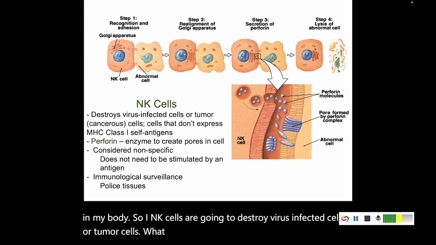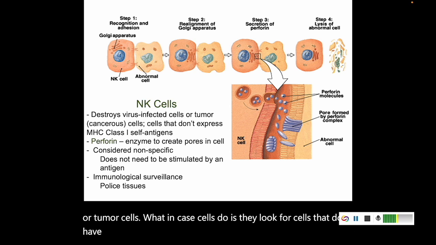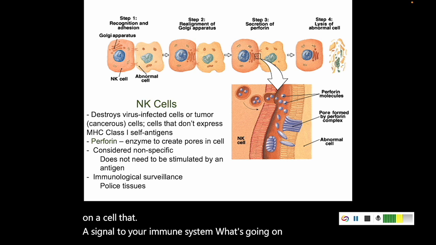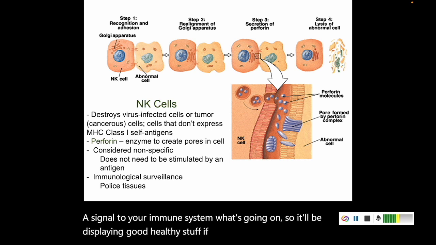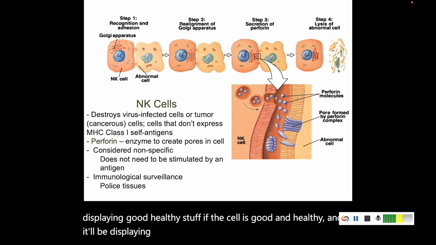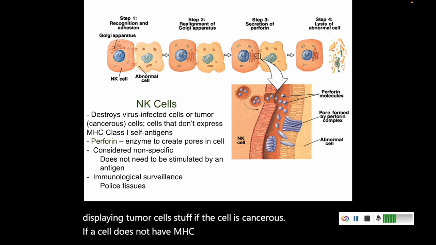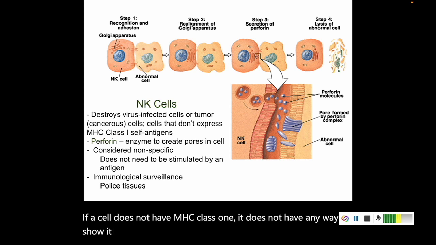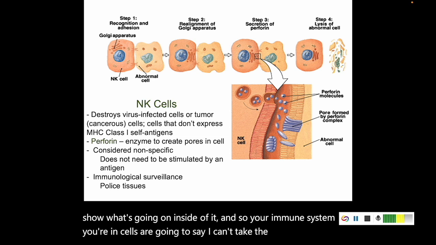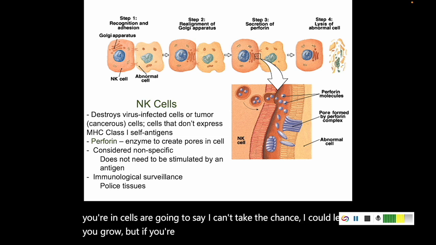What NK cells do is they look for cells that don't have MHC class 1. If you remember, MHC class 1 are things on a cell that signal to your immune system what's going on. So it'll be displaying good, healthy stuff if the cell is good and healthy, and it'll be displaying virus stuff if the cell is infected with the virus, or displaying tumor stuff if the cell is cancerous. If a cell does not have MHC class 1, it does not have any way to show what's going on inside of it. And so your NK cells are going to say, I can't take the chance. I could let you grow, but whatever is causing you to have lost your MHC is probably something dangerous.